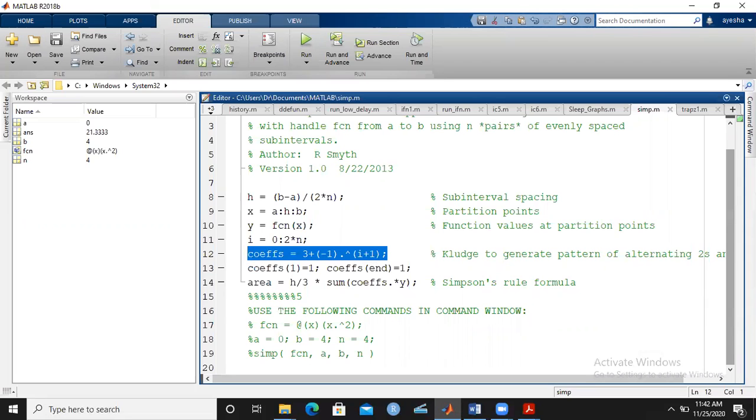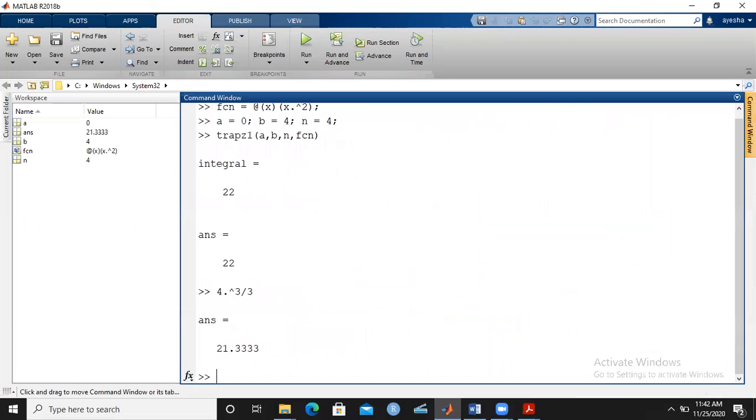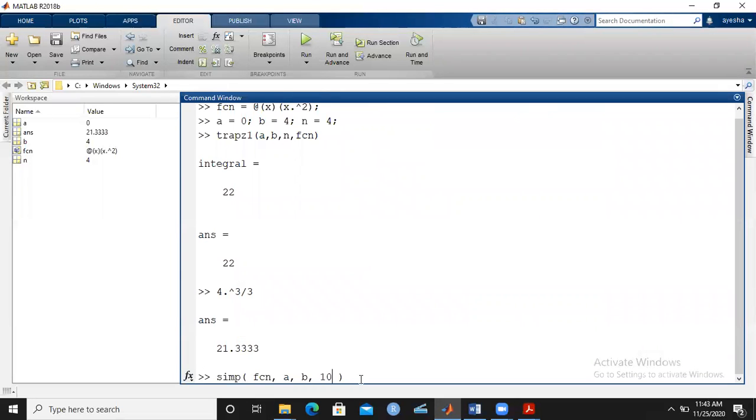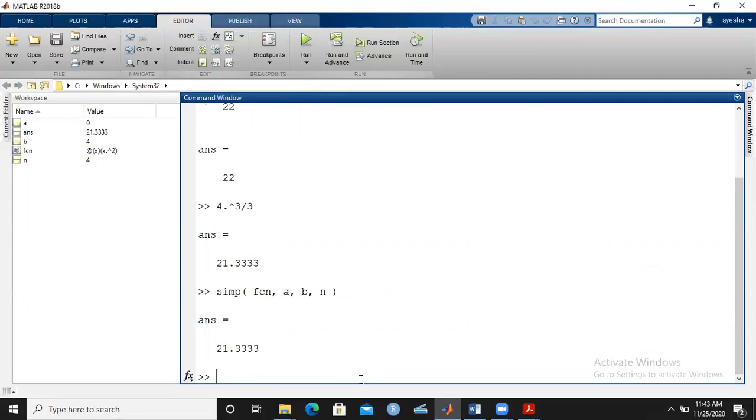All right, so now let us apply the Simpson's rule mfile on the same problem. Same starting point, same ending point. A is 0, B is 4, N is 4. And the function is the same function, right? So let me type here N. You can see that the numerical answer is exactly the same as the analytic answer. So the Simpson's rule is better.